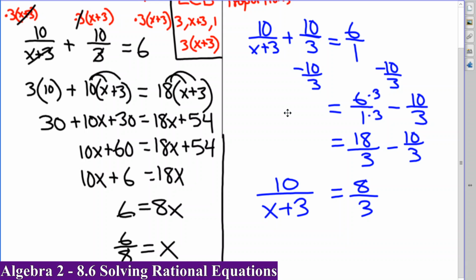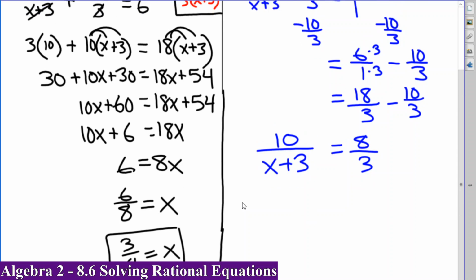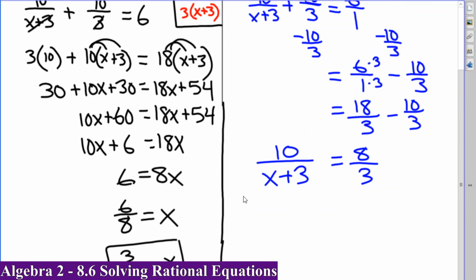So here's where we are. We're at 10 over x plus 3 equals 8/3. So what we have here is that proportion. Okay? We have our proportion here. And the only way to solve for that proportion, remember, is to cross multiply. So we're going to multiply these two and multiply these two.